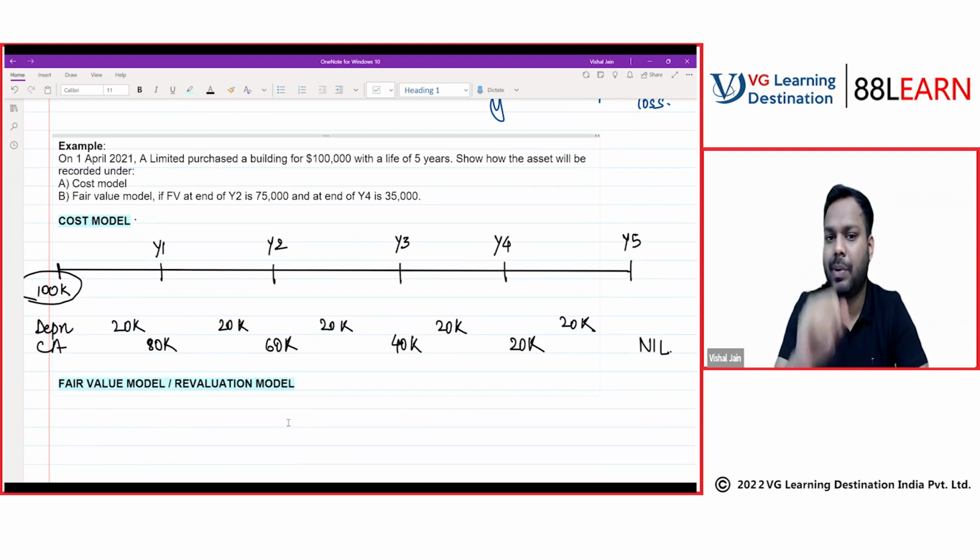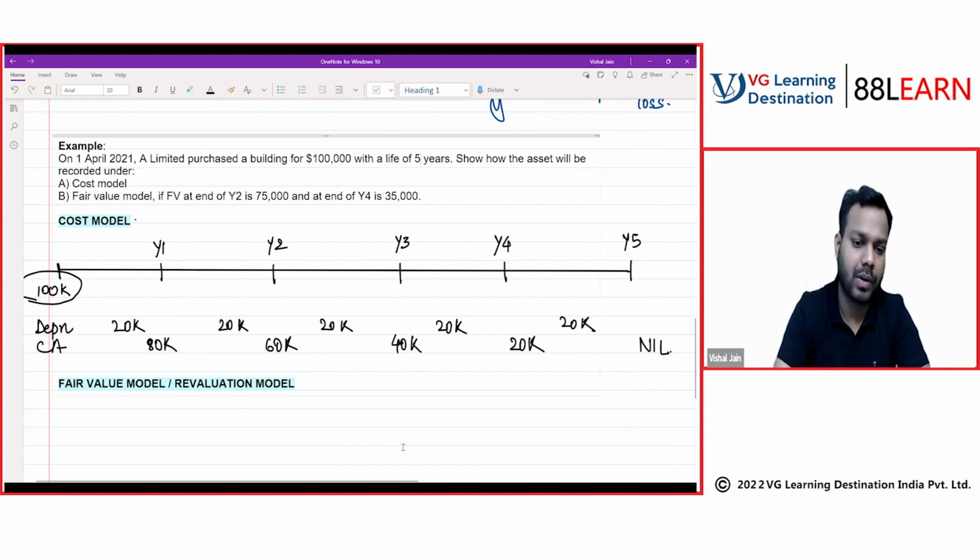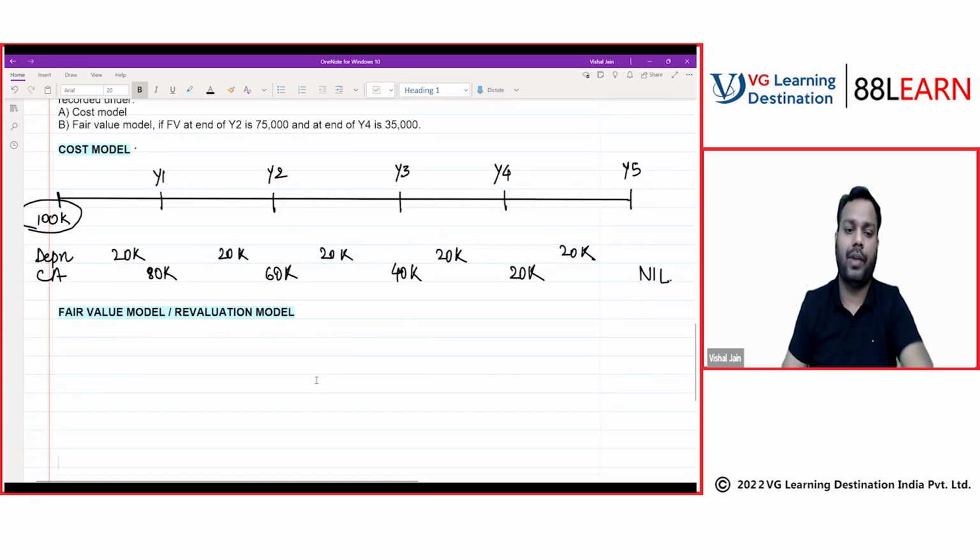Safa asks where the 20K depreciation comes from. Understand, what is the cost? 100,000. What is the life? 5 years. So cost divided by life is depreciation. 100,000 divided by 5 is 20,000. That's how we calculate depreciation. Smita, is it clear to you? Okay, now let's understand the fair value model.